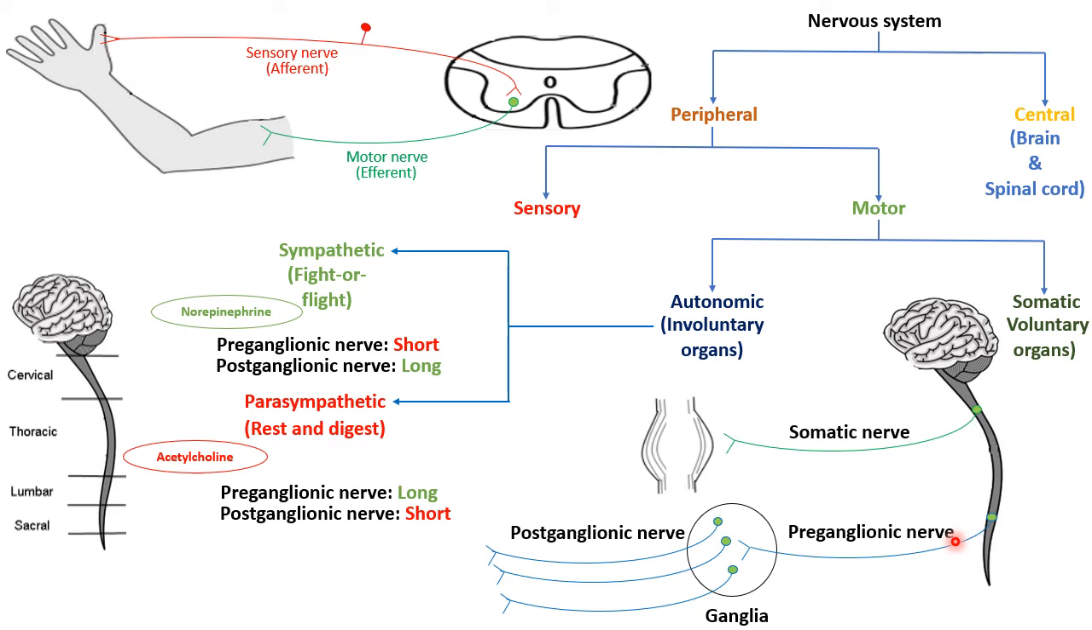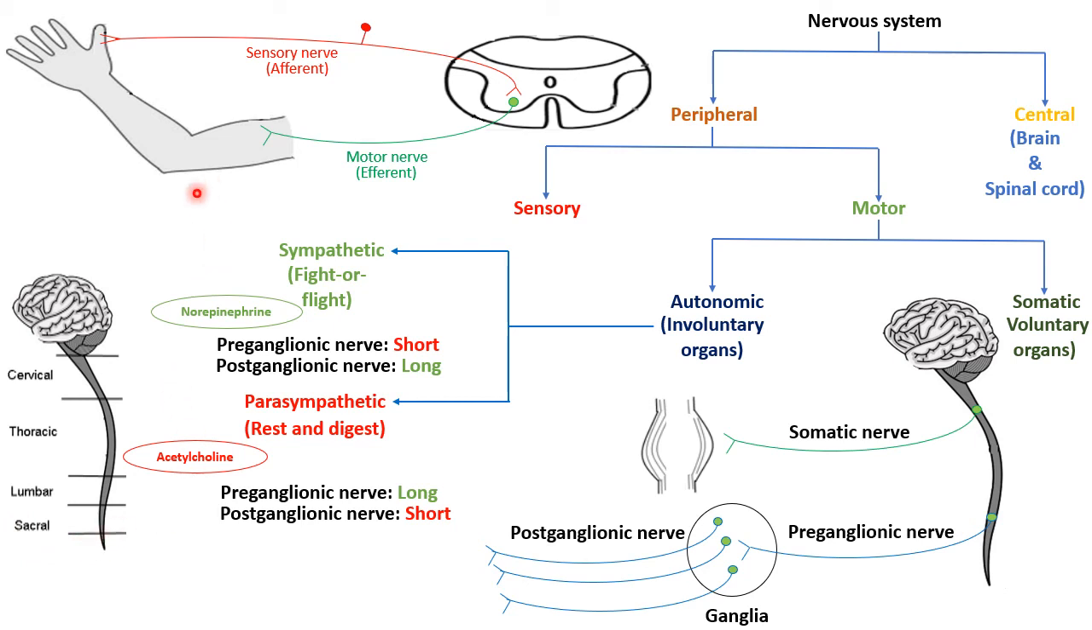The last difference between the sympathetic and parasympathetic nervous system is where every system originates from the spinal cord. Our spinal cord is divided into segments. We have cervical, thoracic, lumbar, and sacral.